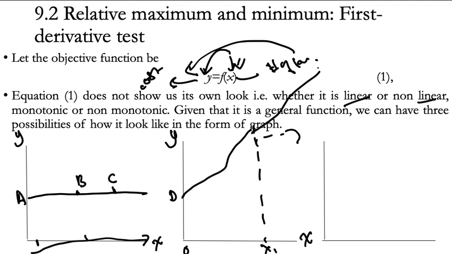So can you find any maximum point? Obviously you can't find any maximum point because it keeps increasing like this. Okay, but could you find any minimum point? Now if the domain is given between 0 and up to this point only, then you can see D is the minimum point.